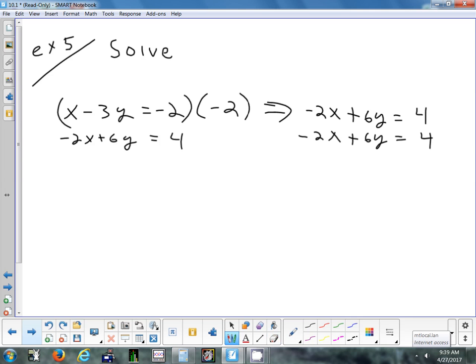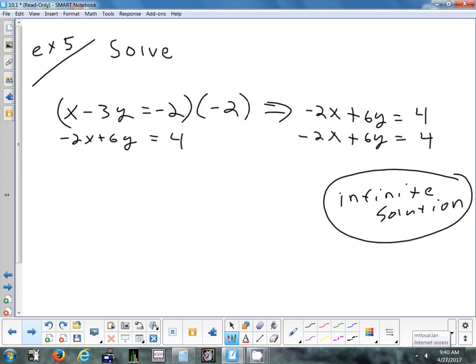So when you do that, if they come out exactly the same, they're the same equation, they're the same line. So how many solutions would that be? Infinite. So for that, just write infinite solutions. Or if you went through and solved it, you would end up with 0 equals 0. If you subtract these from each other, you get 0. 6y minus 6y is 0, and 4 minus 4 is 0. That's basically what happens here. Any questions on the special case?